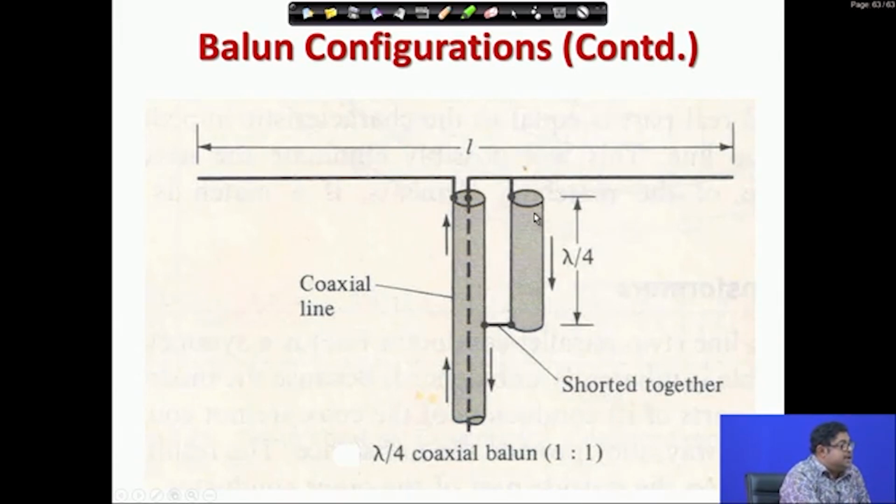Now, why was this lambda by 4 chosen? Actually, any length of line would have served the purpose, but if we do not take lambda by 4, then the antenna operation will be disturbed, because antenna operation requires that the two currents are 180 degrees out of phase. Only lambda by 4 can make that. In any other case, the two currents will balance each other, but the inner conductor and outer conductor currents won't be out of phase.